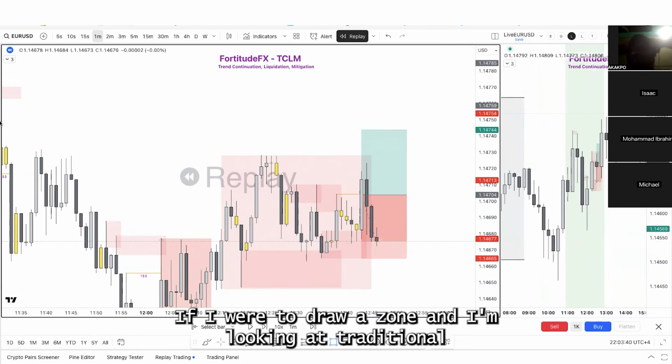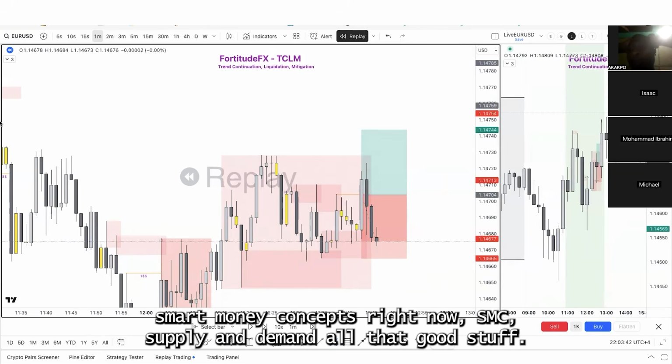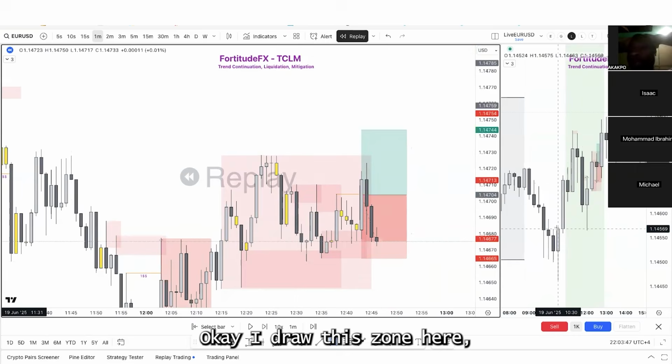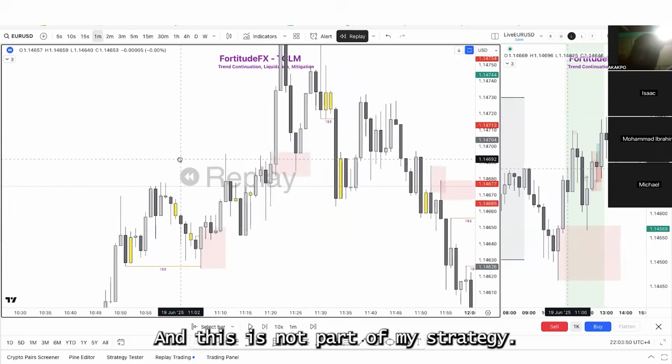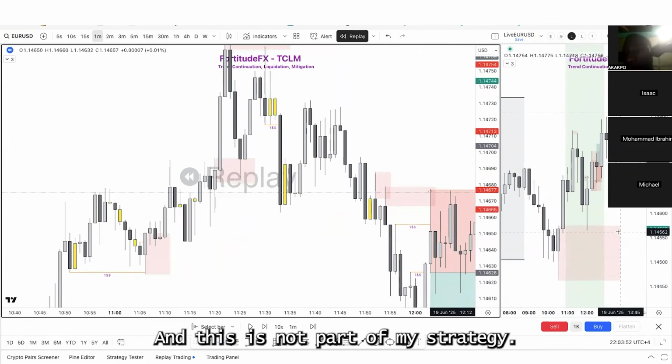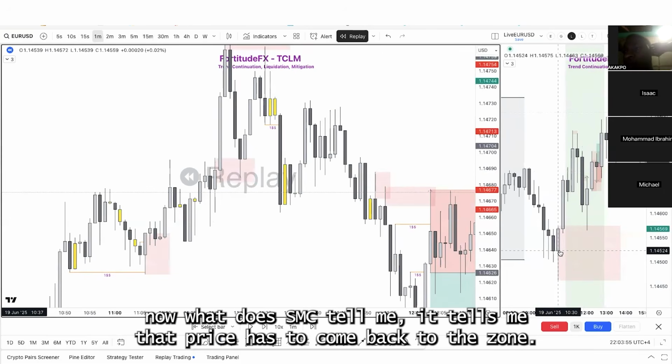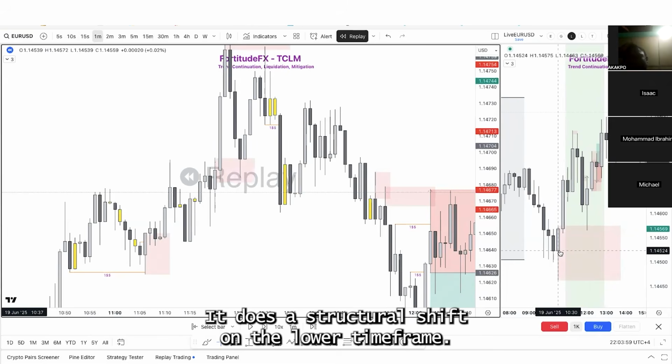If I were to draw a zone, and I'm looking at traditional smart money concepts right now, SMC, supply and demand, all that good stuff, okay, I draw this zone here. This is not part of my strategy, but I'm telling you this. Now, what does SMC tell me? That price has to come back to the zone. It does a structural shift on the lower time frame.